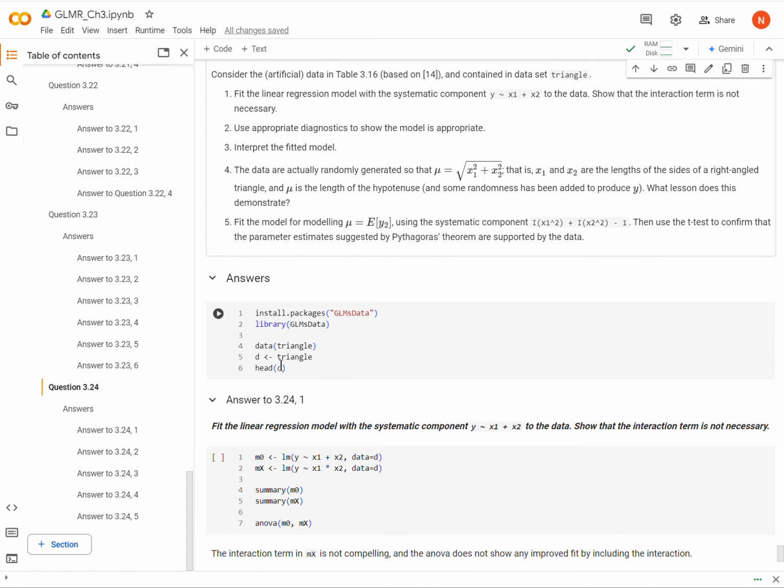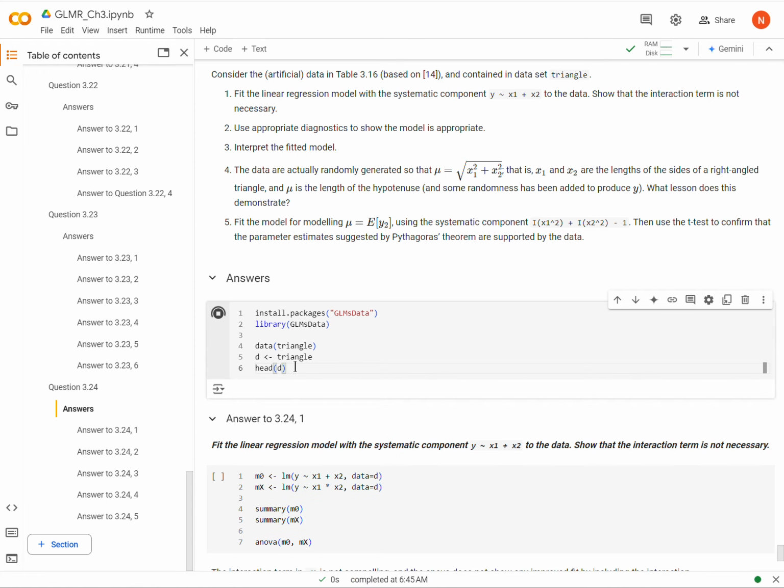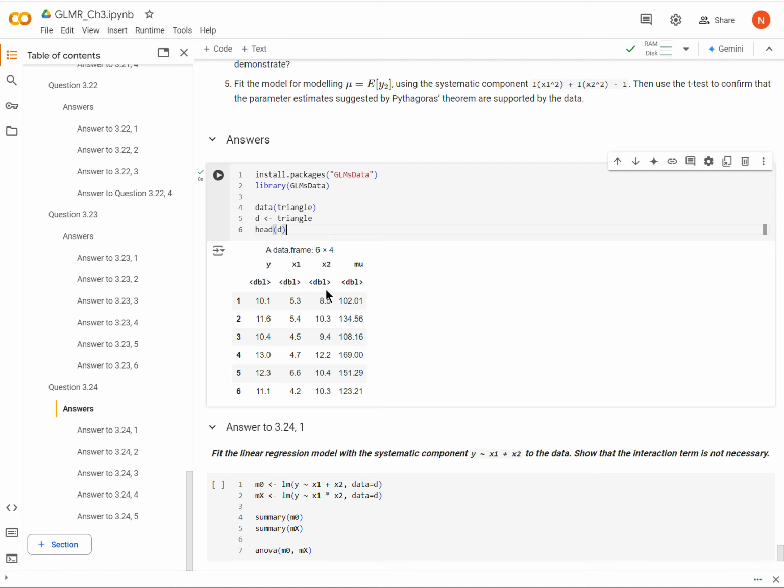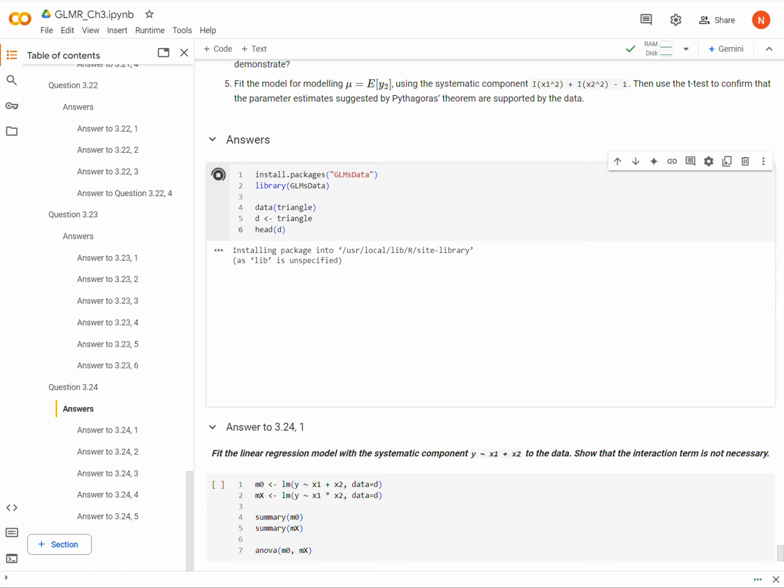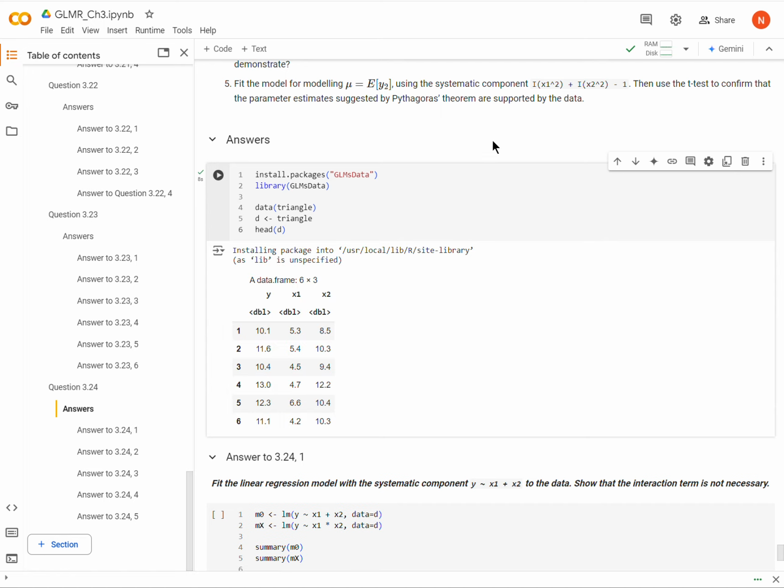But let's look at the data here. So we need to install packages, load GLMsData, call up the data set triangle, and I'm just calling it D, and we'll look at the first few rows of that. Yeah, you know what? I should have just done this. Give me a second. Okay, so this is the first few rows of it.